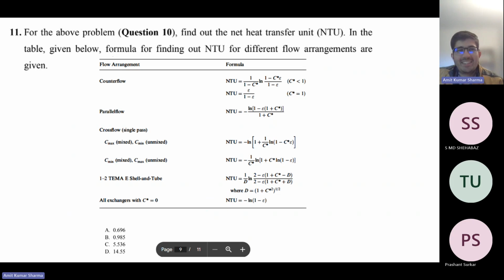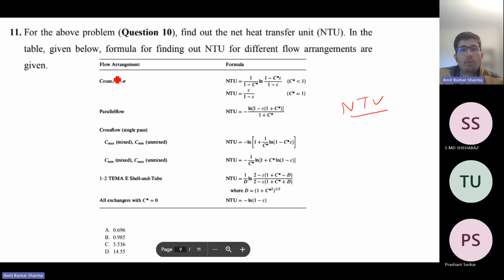Again, this question is linked to the previous one. So you can see for this topic, you should know every question. For the above problem, question number 10, find out the heat transfer unit NTU. Now you have to find out the NTU, net heat transfer units.